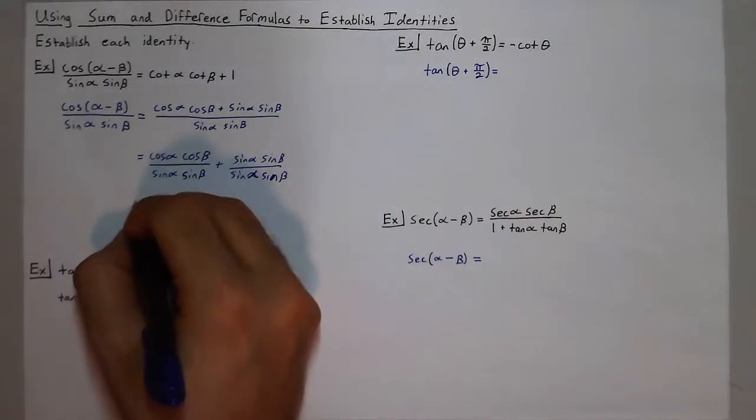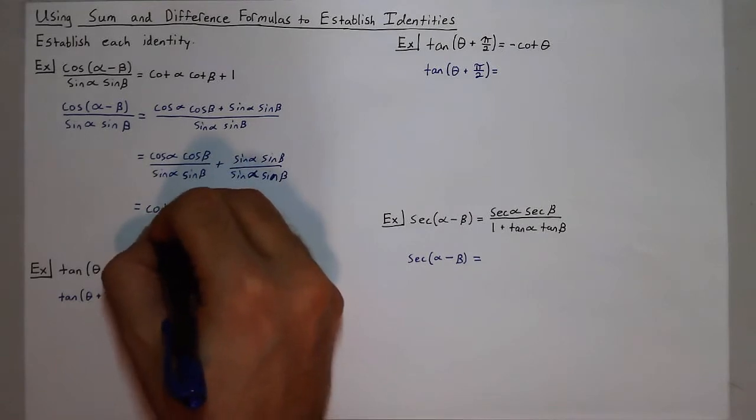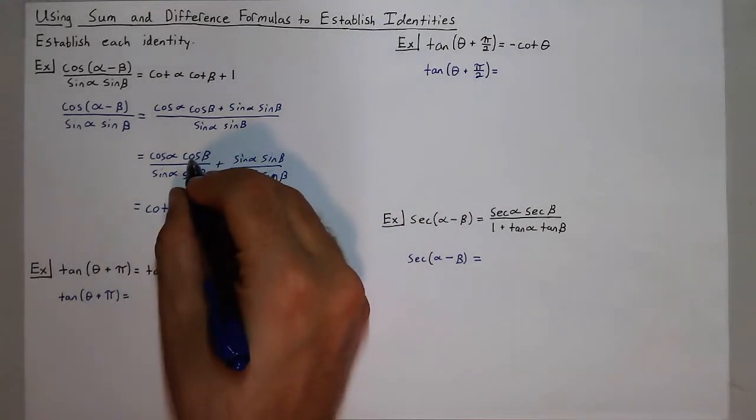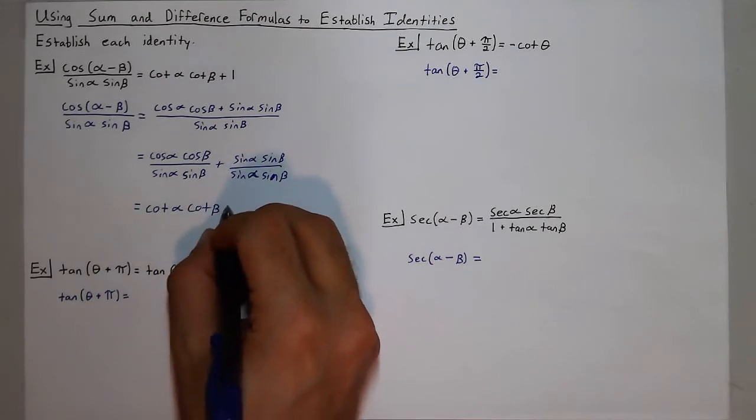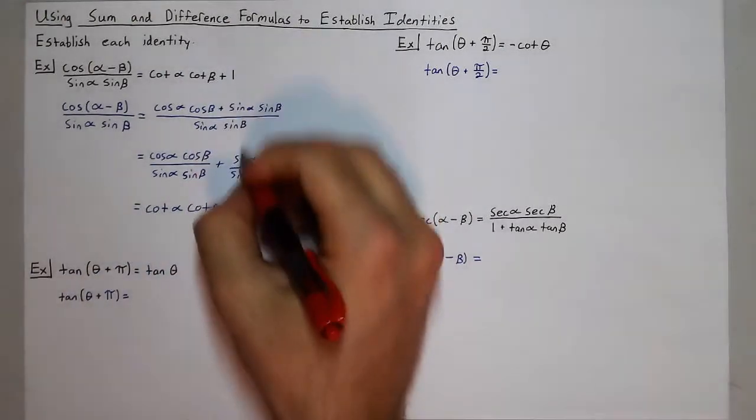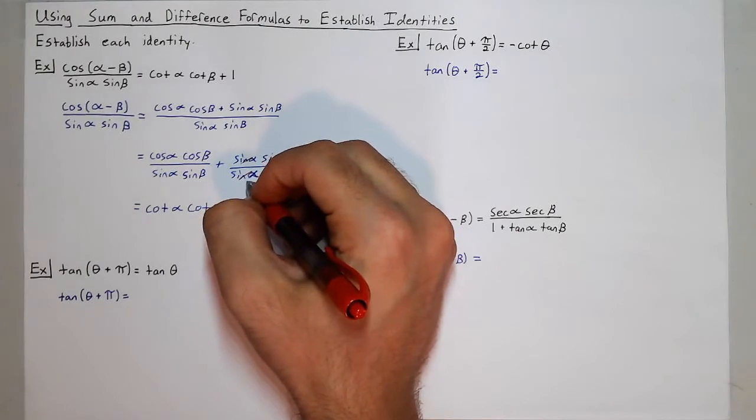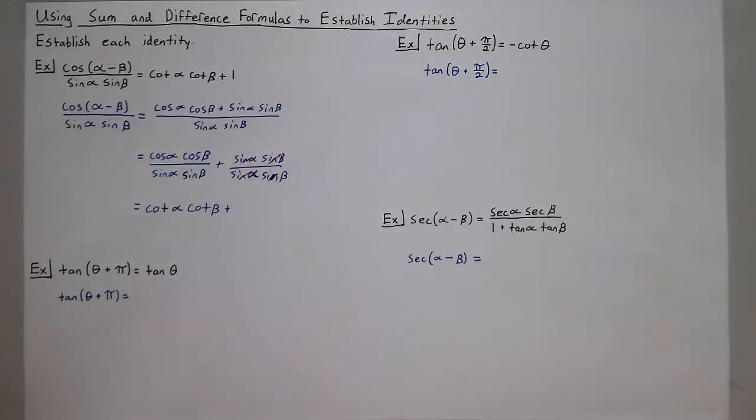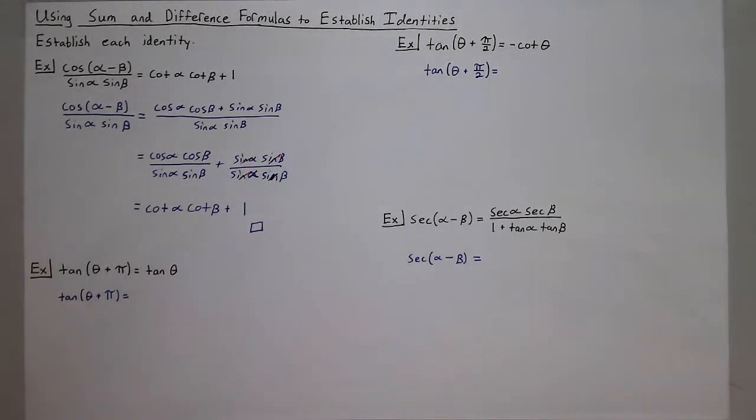So on the left, using the reciprocal quotient identity, cosine of alpha over sine alpha is just cotangent of alpha. Cosine of beta over sine beta is cotangent of beta. And then plus, something interesting happens. The sine alphas cancel, and that's how I end up with that 1, because I'll have sine alpha over sine alpha, which is 1, and sine beta over sine beta, which is 1. So 1 times 1 is just 1. And that's how you establish that identity.